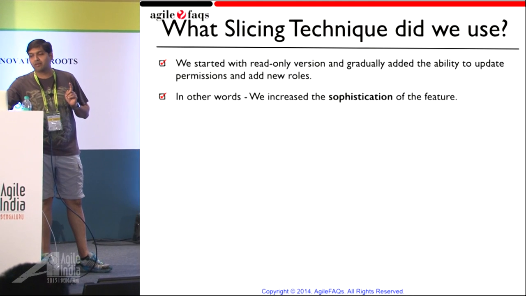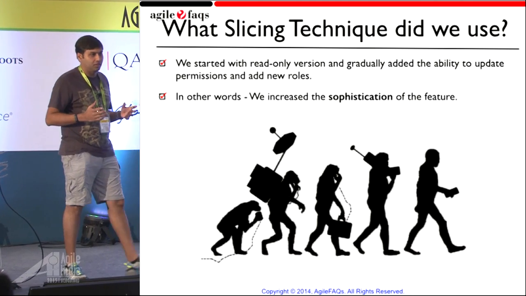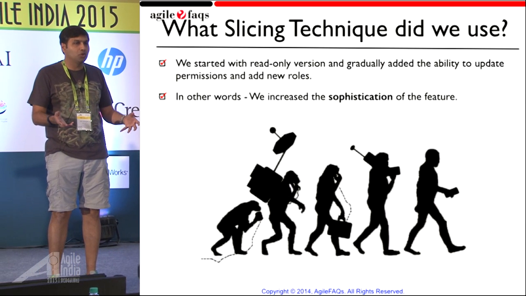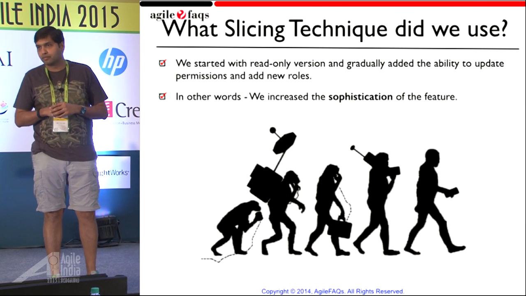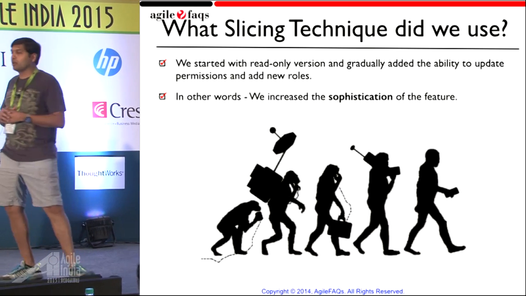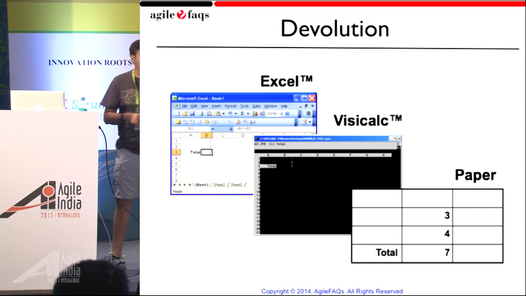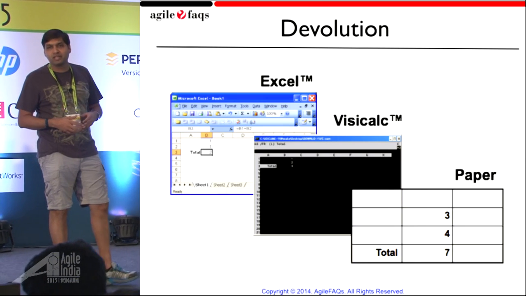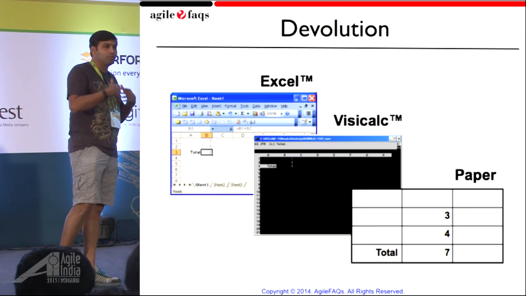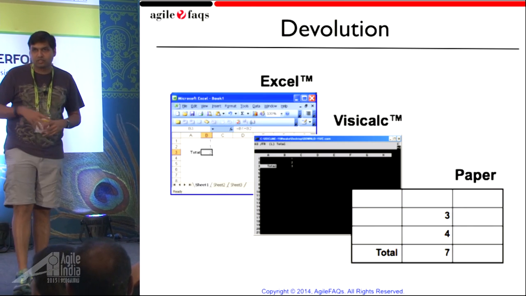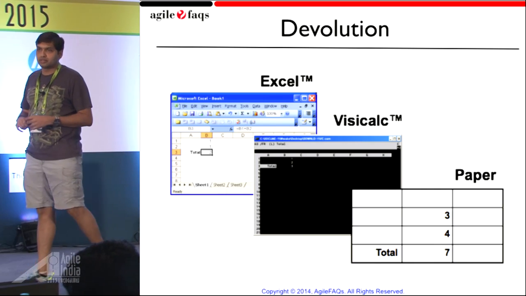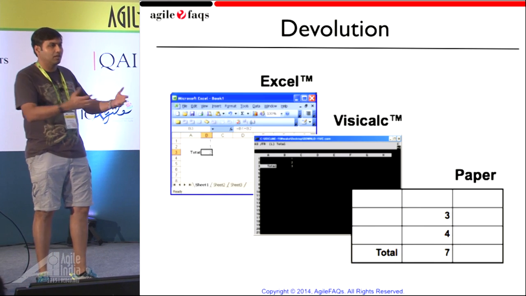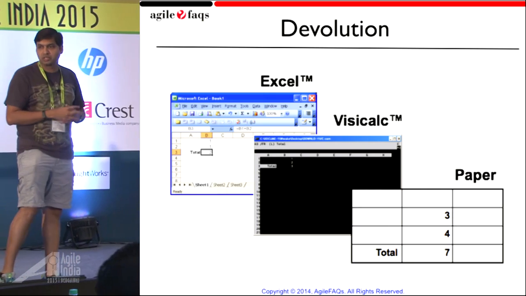So if I were to talk about the approach I'm using here, it is sophistication. Over a period of time, I'm sophisticating what it can do. I start with a bare-bone thing, and then I sophisticate it over time. The other way to think about it is devolution, or reverse evolution. Take Excel and work backwards and ask, what is the bare minimum? What is the very basic stuff that I need? And then gradually keep making it more sophisticated over time. So that could be one thought process when you slice your stories: thinking about sophistication or thinking about devolution. They're slightly different, but that's kind of a theme. You could use those techniques.